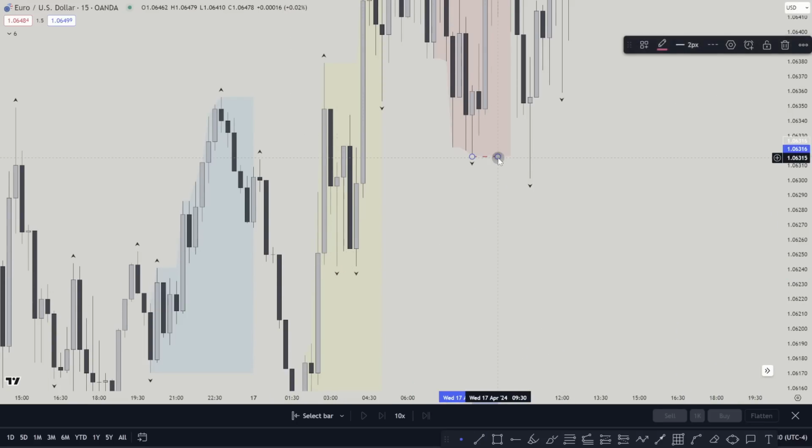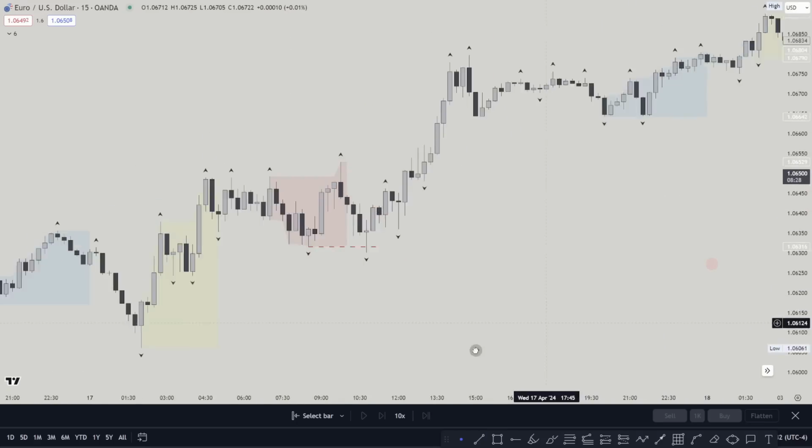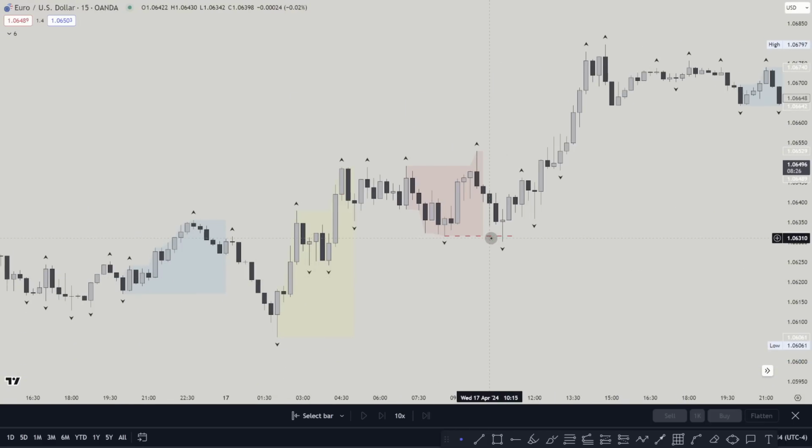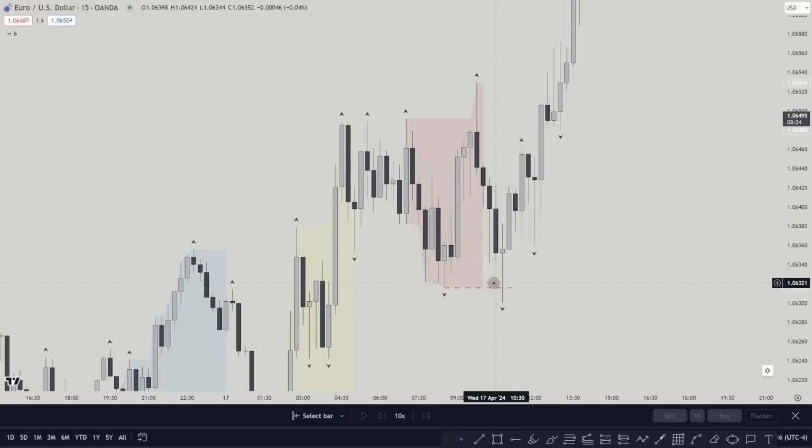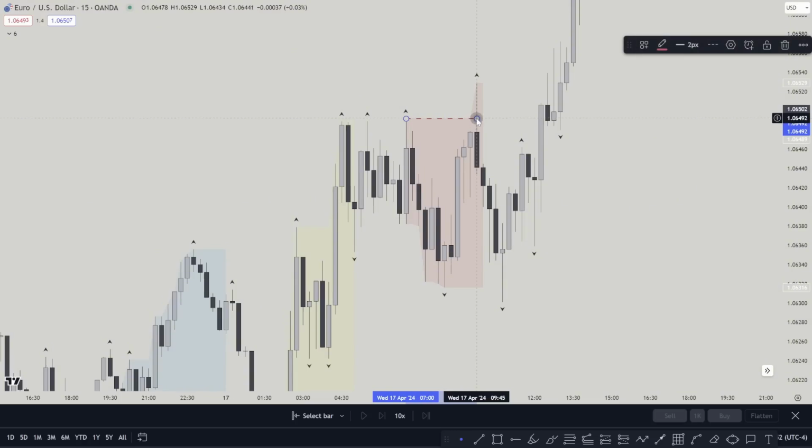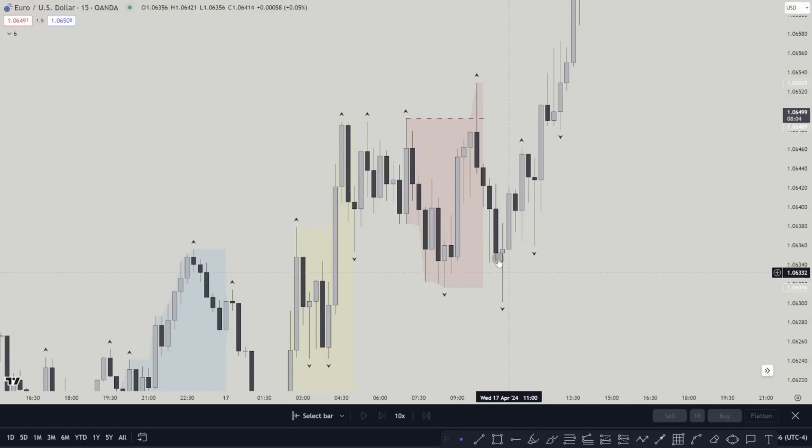This is a New York level that was swept, but after kill zone. Even though it worked, it's not valid. One that we're going to be taking in real trading is this one here. So this one targeting this low, that's one. And also this low targeting this high, that's two. Another one is this high targeting this low. There you go. And we're not going to be entering this because it's out of kill zone.